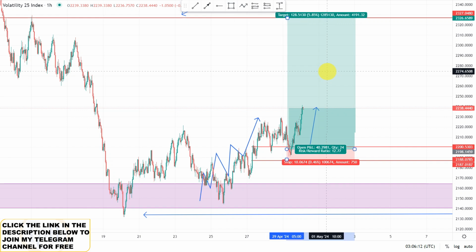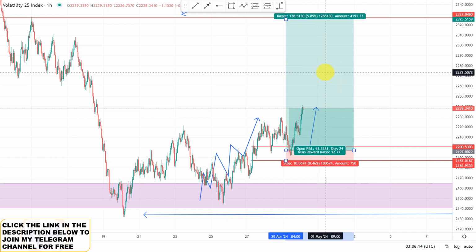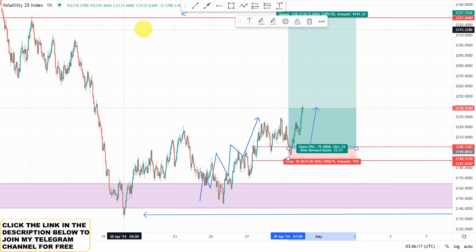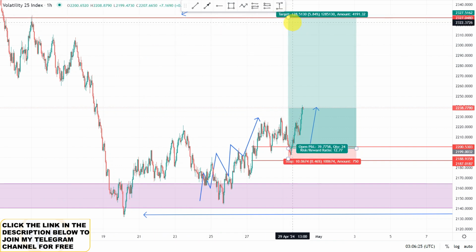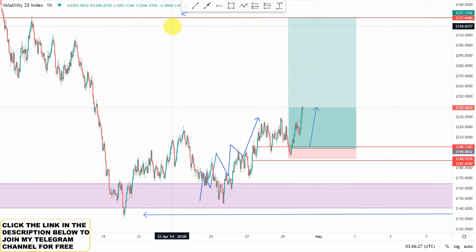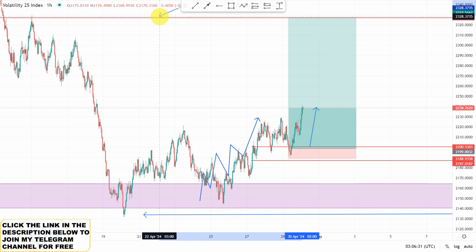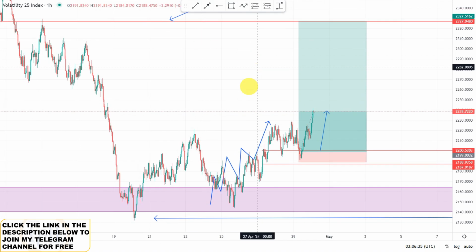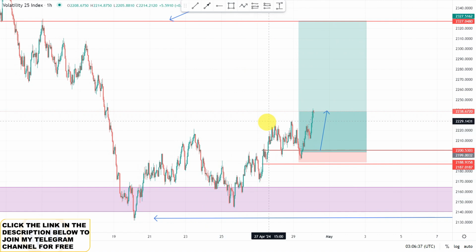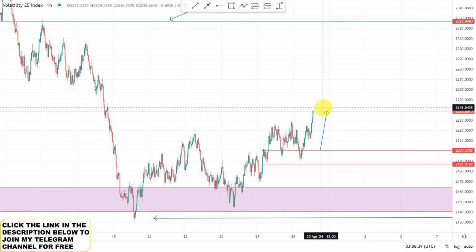Unless we get a shift of market structure on this 1 hour time frame, that is when we can know the market has shifted and will not reach this level right here, and this will just remain as an untested area of resistance. You get my point.